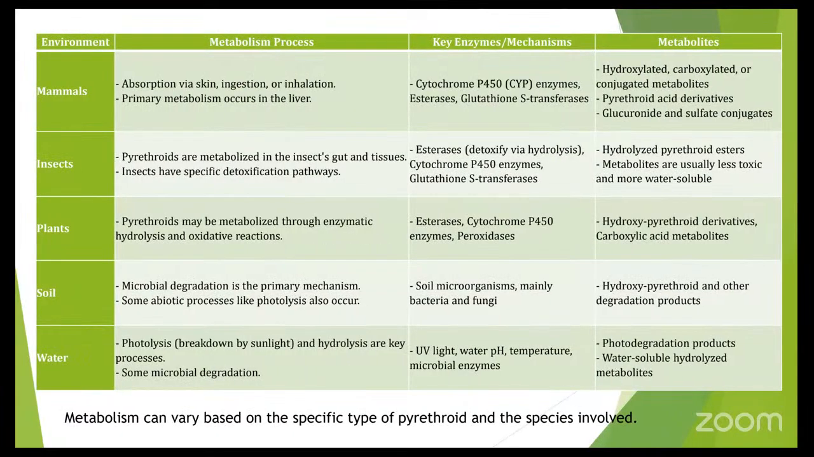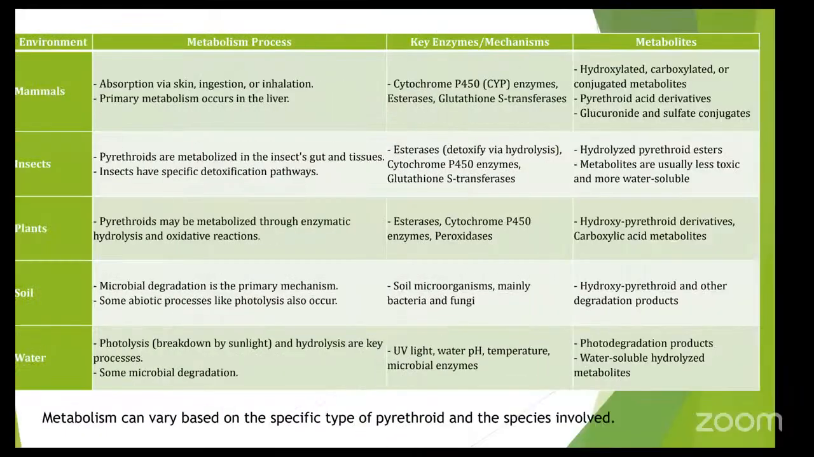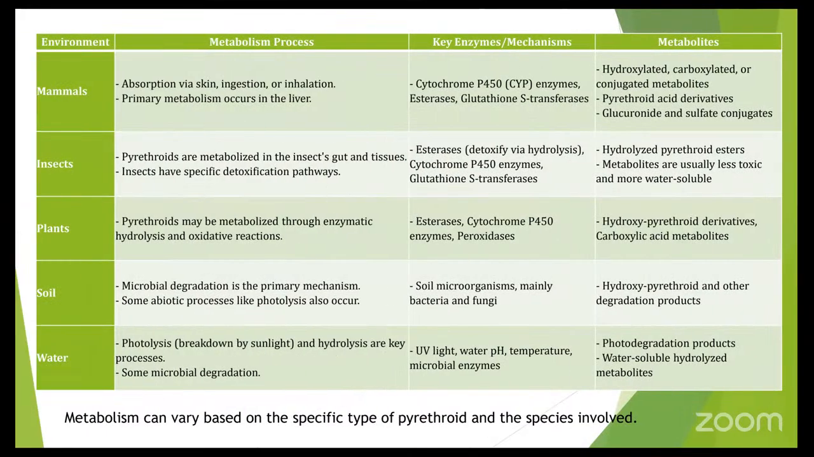When coming to the metabolism, it can vary based on the specific type of pyrethroid and the species that is involved. So in case of mammals, insects, plants, soil and water. In mammals, the major route of metabolism is through ester cleavage by esterases and oxidase attack, as well as hydroxylation of the terminal aromatic ring. So this is the major route of metabolism in case of mammals.